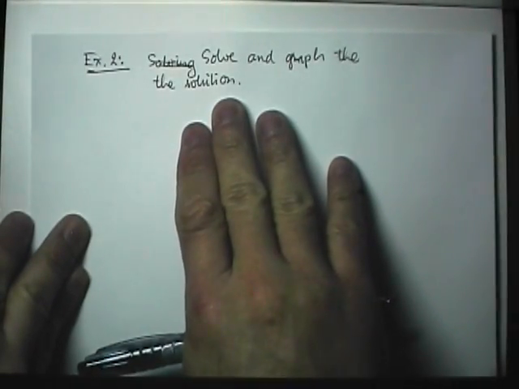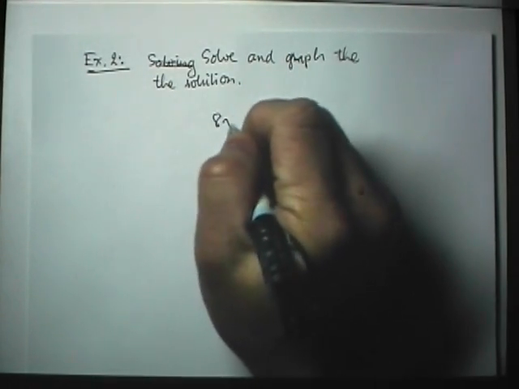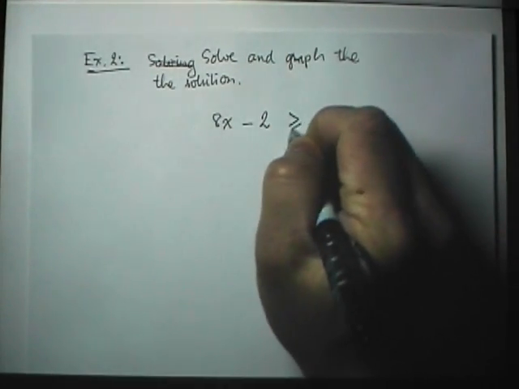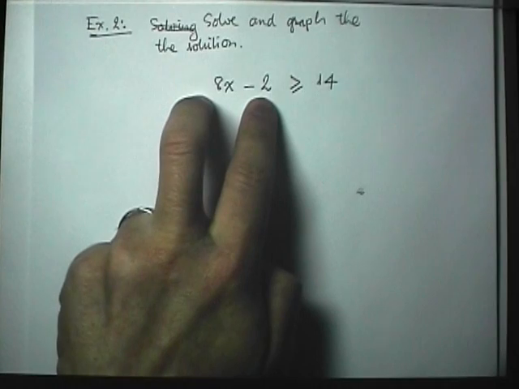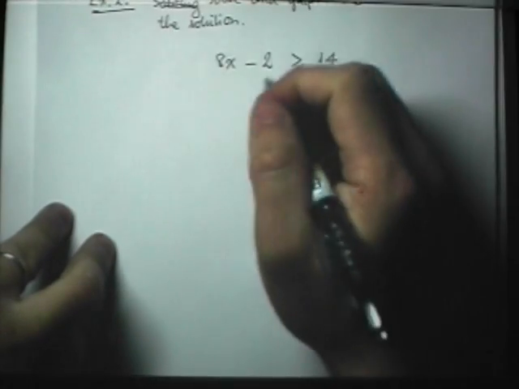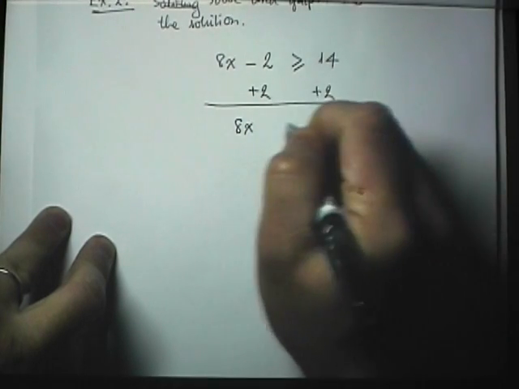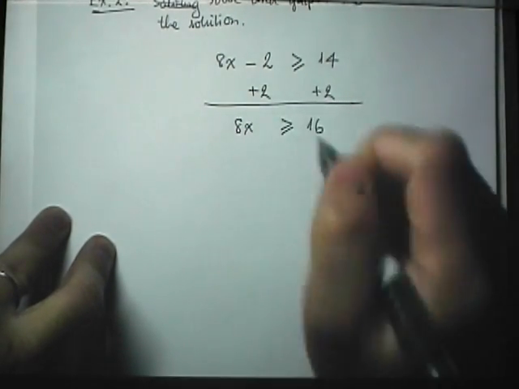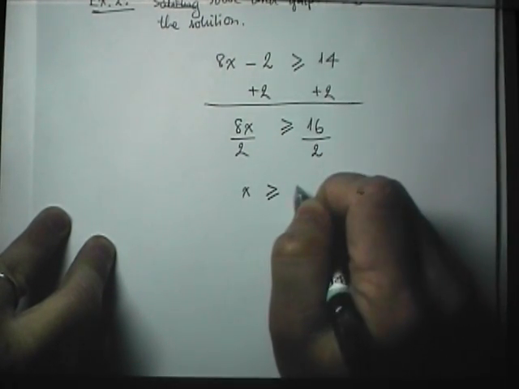Okay, and then we want to express the final answer in interval notation. So, the inequality that we have here is 8x minus 2 greater than or equal to 14. So once again, I'm looking for all possible values of x that satisfy the left-hand side greater than or equal to 14. And so now, as usual, adding 2 to both sides, and that gives me 8x greater than or equal to 16, and then I need to divide both sides by 2. And that gets me x greater than or equal to 8.